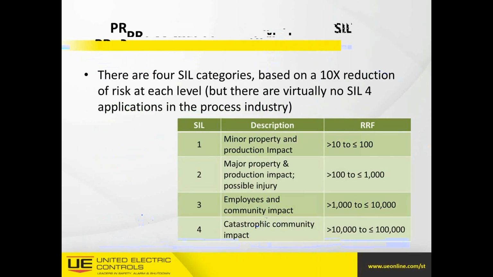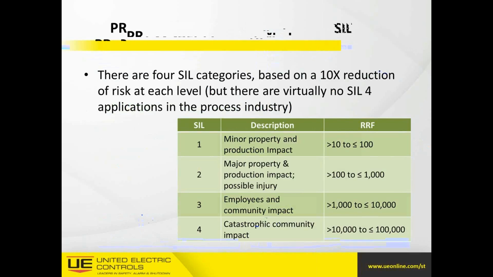Now, when we look at these SIL numbers, there are 4 categories of SIL, and they're based on a 10-time reduction of risk at each level. Looking through here, you're going to see on my chart below, you've got SIL 1, 2, 3, and 4. I've never been involved in a SIL 4. I've never seen a SIL 4 in the process industry. So we're not going to talk about 4 today, and I've seen some SIL 3, but the most acceptable in an economic picture today is SIL 1 and SIL 2. There are some SIL 3 applications, but they're extremely costly to implement. And so we won't get into much of that. We'll focus in on SIL 1 and 2. SIL 1 is just basically minor property and production impact. SIL 2 would be major property and production impact, possibly even injury. So we'll focus in on those.